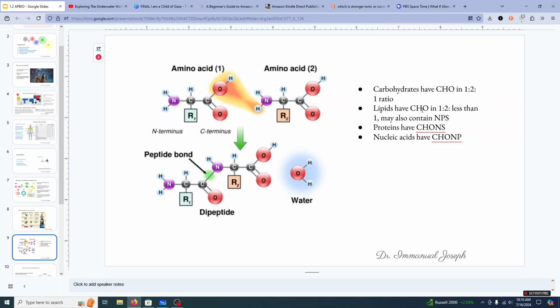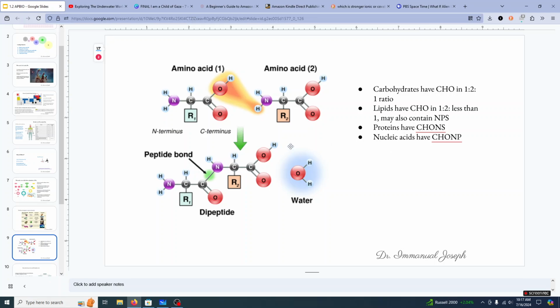Lipids also have carbon, hydrogen, and oxygen, and they may also contain nitrogen, phosphorus, and sulfur. But as far as carbon, hydrogen, and oxygen go, the ratio is different from carbohydrates. It's 1:2 of carbon and hydrogen, and then oxygen is less than 1 always. So there's less oxygen present. Proteins have carbon, hydrogen, oxygen, nitrogen, and sometimes sulfur. Nucleic acids have carbon, hydrogen, oxygen, nitrogen, and phosphorus.